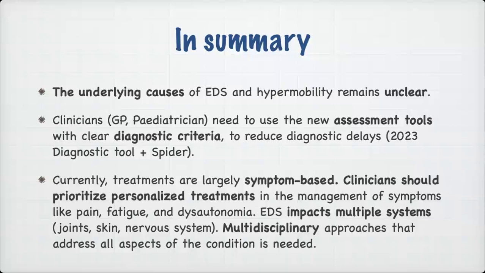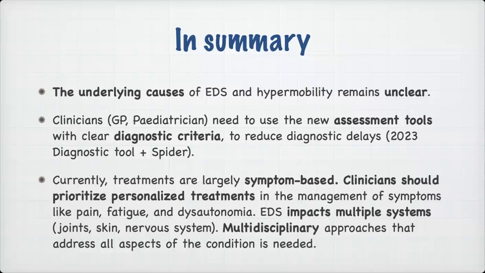So we have to stay on our toes to wait for the time when we have clear biomarkers. Clinicians such as general practitioners, pediatricians, and physio specialists need to use these new assessment tools with clear diagnostic criteria to reduce diagnostic delay. So please promote the 2023 diagnostic tool and the spider for your healthcare providers, because I still have many patients coming to the clinic already diagnosed with hEDS, and they recently had this diagnostic tool used, and not the brand new one, but the 2017 one.